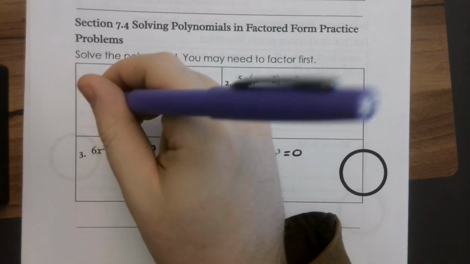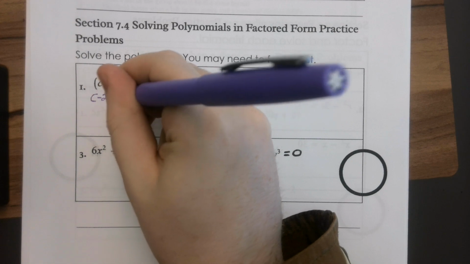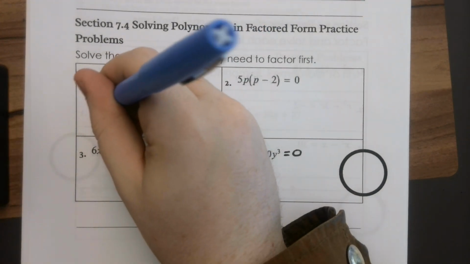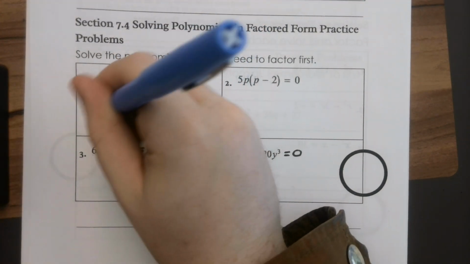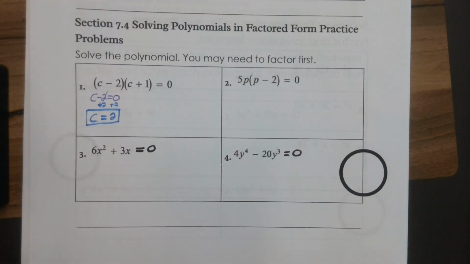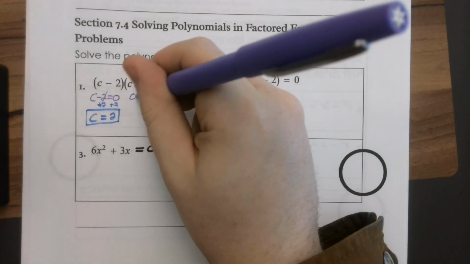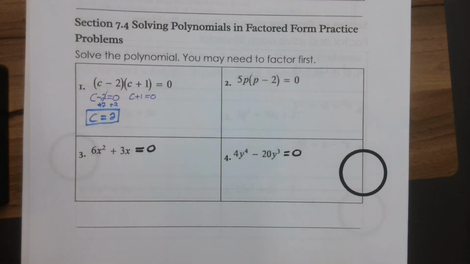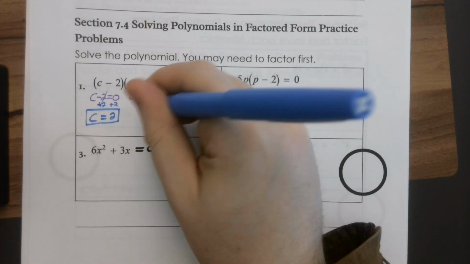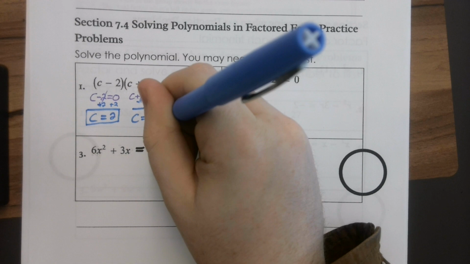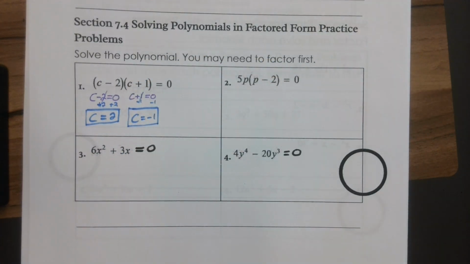So see how our first factor is c minus 2? We set c minus 2 equal to 0 and solve. To solve that, we would add 2 to both sides, because that's what gets c by itself. c equals 2 is our first answer. Here, if it's c plus 1 that we're setting equal to 0, to get c by itself, we subtract 1 from both sides. That's going to give us c equals negative 1 as our answer. Done.